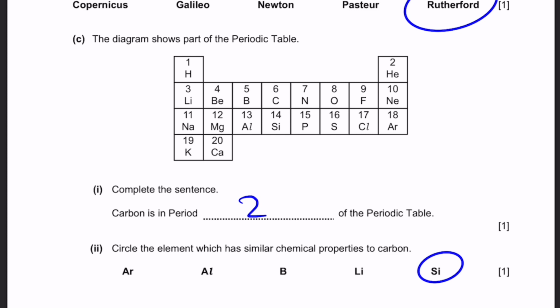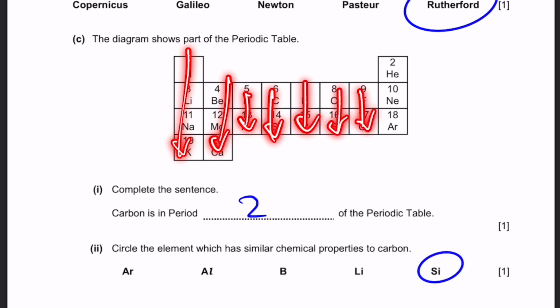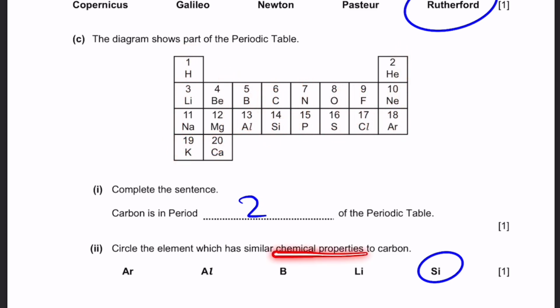Part 2, circle the element which has similar chemical properties to carbon. Well, elements in the same group or in the same column usually have the same kind of properties. And by properties, it's only chemical properties. Physical might not always be the same. In the same group as carbon, there is 14 Si, or silicon actually, but since we're given the atomic symbol instead of the word, we should just circle the symbol. That's the answer.